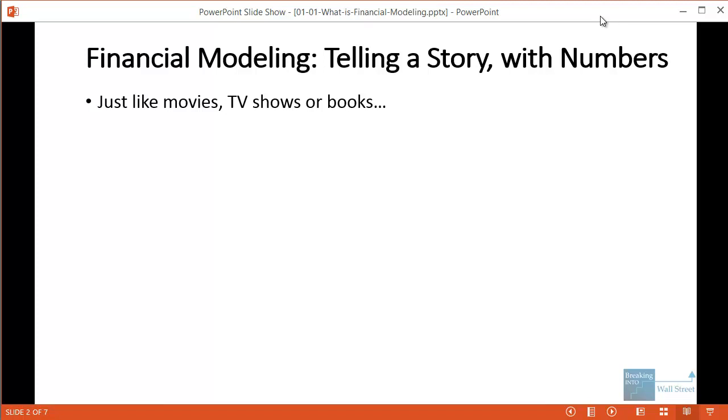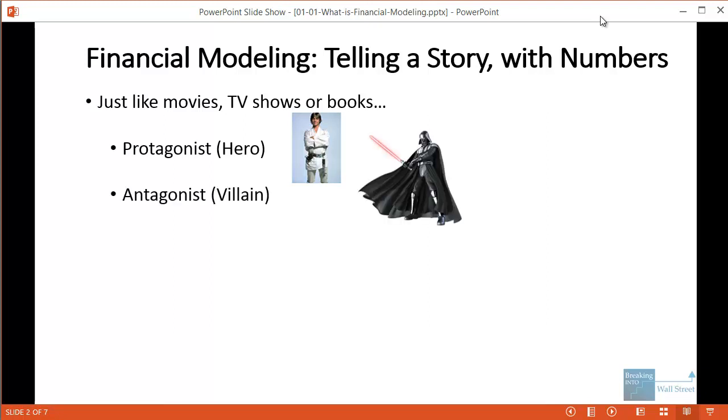Just like movies, TV shows, or books have a protagonist, an antagonist, a conflict, a struggle, and a resolution, it's the same thing here, except you're doing it in Excel, in Word, and in PowerPoint instead. So the protagonist, of course, is essential to any story. It's the main character you're following, the one who's going to change over time. And then equally essential is the antagonist, the villain, the one who prevents the hero from achieving his goal.